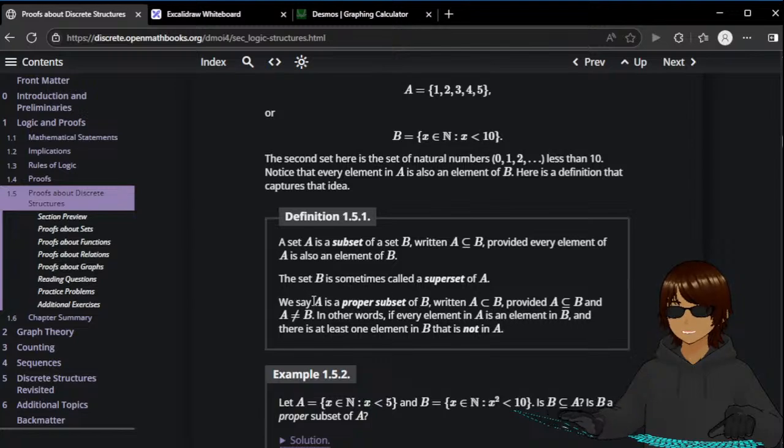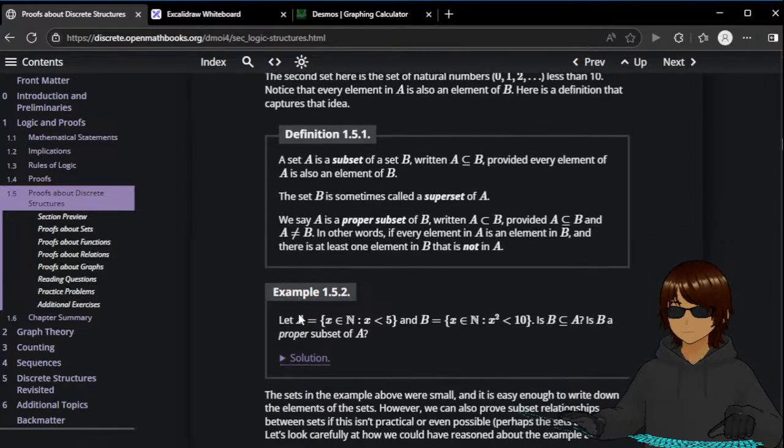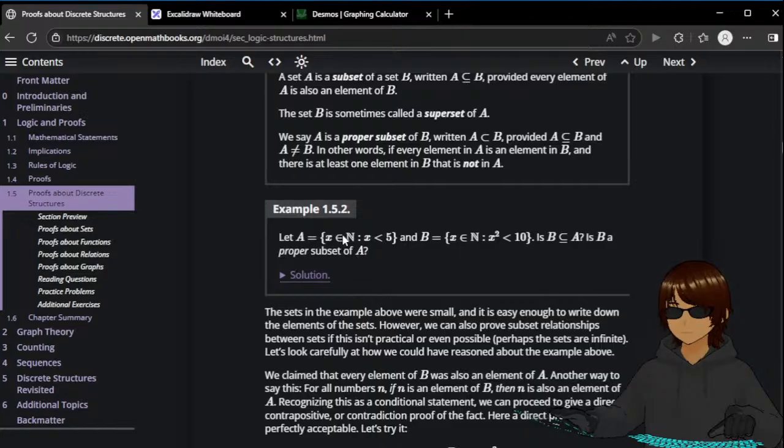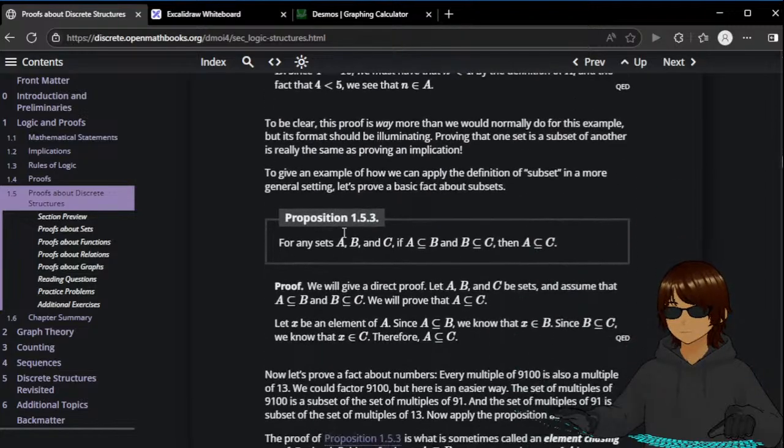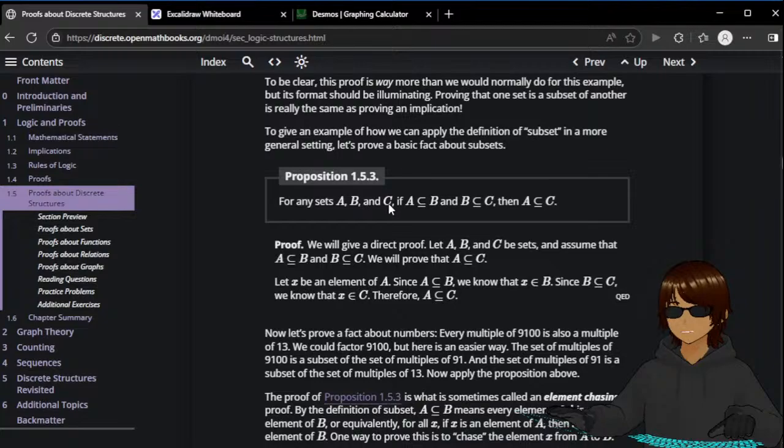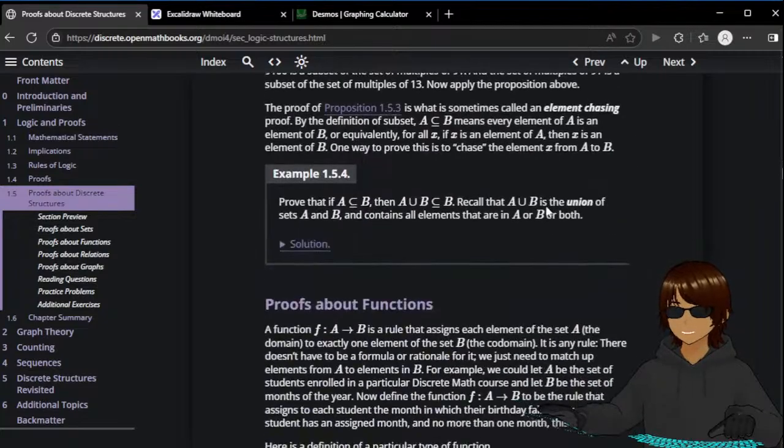We say A is a proper subset of B, written A ⊂ B, provided A is a subset of B and A is not equal to B. It's analogous to less than and less than or equal to. For any sets A, B, and C, if A is a subset of B and B is a subset of C, then A is a subset of C. This is trivial.